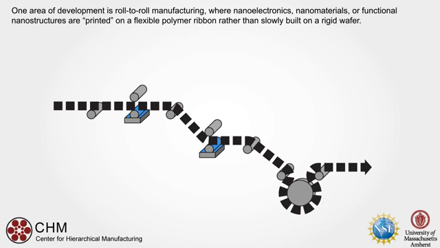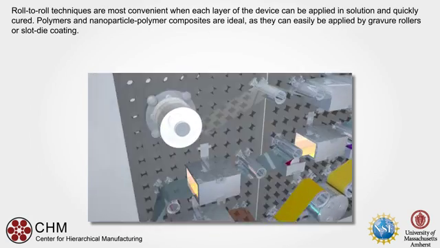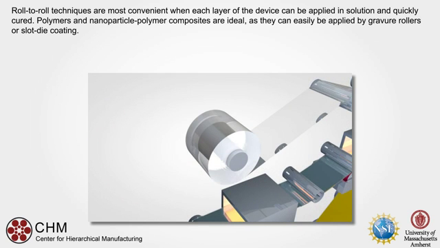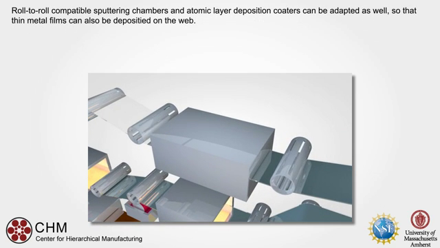One area of development is roll-to-roll manufacturing, where nanoelectronics, nanomaterials, or functional nanostructures are printed on a flexible polymer ribbon, rather than slowly built on a rigid wafer. Roll-to-roll techniques are most convenient when each layer of the device can be applied in solution and quickly cured. Polymers and nanoparticle polymer composites are ideal, as they can easily be applied by gravure rollers or slot die coating. Roll-to-roll compatible sputtering chambers and atomic layer deposition coaters can be adapted as well, so that thin metal films can also be deposited on the web.